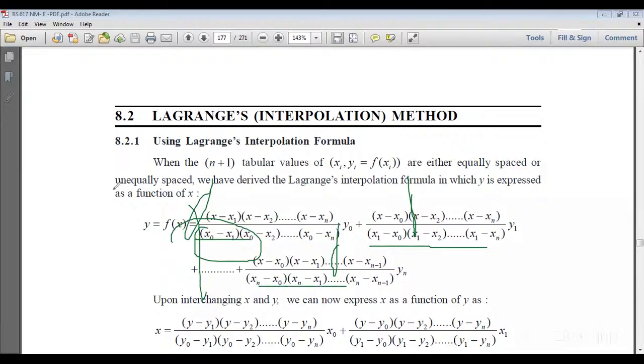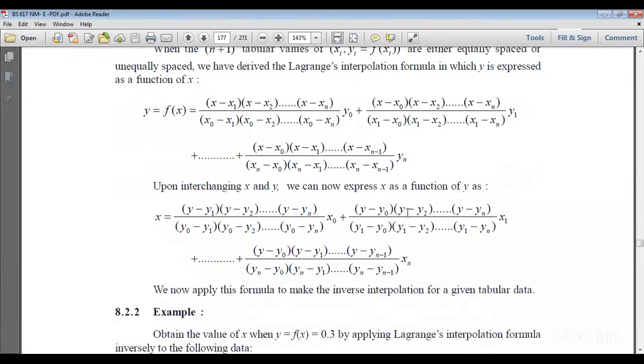So what is the fundamental we are taking? In the first function, we did not take x0 in the numerator; in the second function, we did not take x1; and in the third function, we did not take x2 in the numerator. So upon interchanging x and y, we can now express x as a function of y: y minus y1, y minus y2, and so on, y minus yn, over the denominator. What do we take in the denominator here?